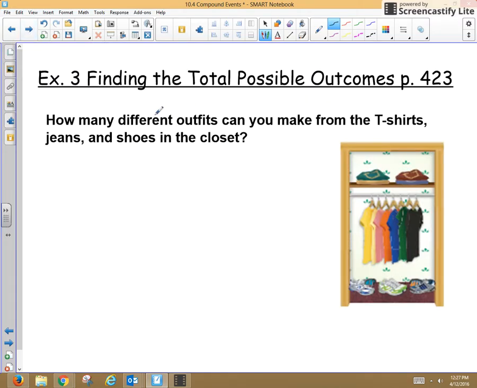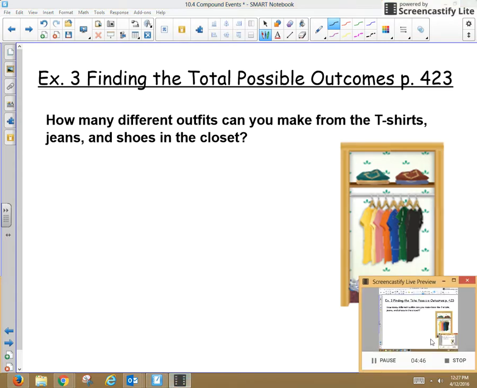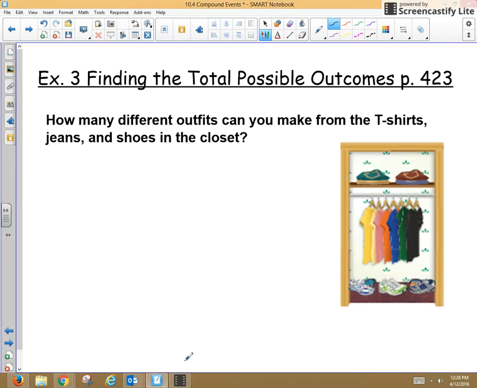Example 3, finding the total possible outcomes. It says, how many different outfits can you make from the t-shirts, jeans, and shoes in the closet? We're going to use the fundamental counting principle, which says you can multiply the number of outcomes for each event. For the t-shirts, if you count how many there are, it looks like there are a total of 7 possible outcomes. So 7 t-shirts are available.